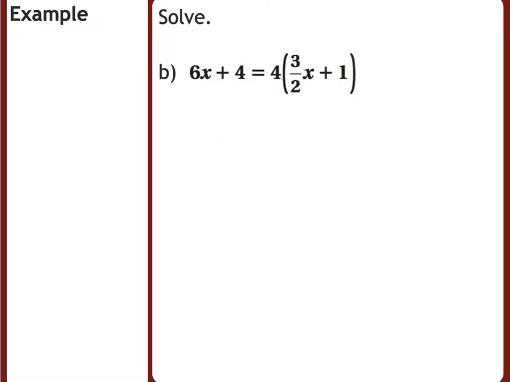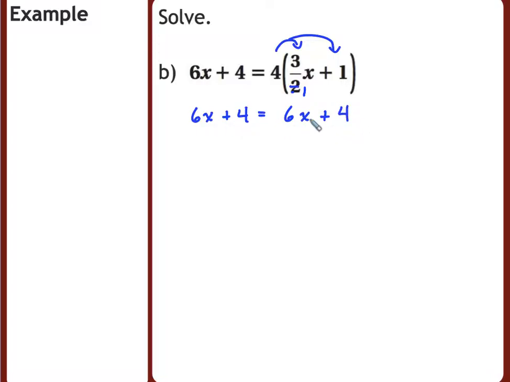What happens in a different case? So here we have 6x plus 4 is equal to 4 times 3 halves x plus 1. So let's go ahead and distribute. So we have 6x plus 4 is equal to 4 times 3 halves. Well, the 4 and the 2 simplify to 2 and 1. So 2 times 3 is 6x plus, now this was a 4 still, that was just distributing there. So now the 4 times the 1 is just plus 4.